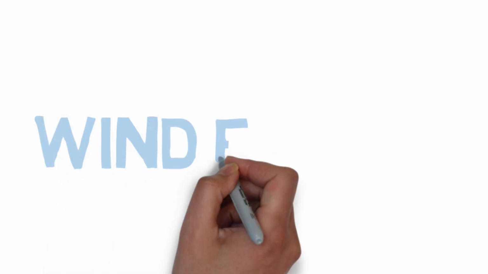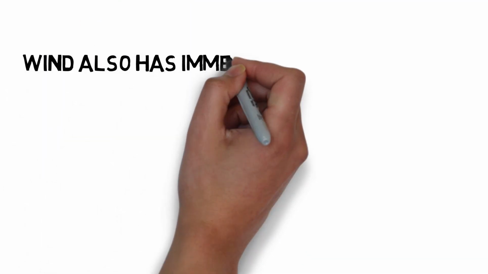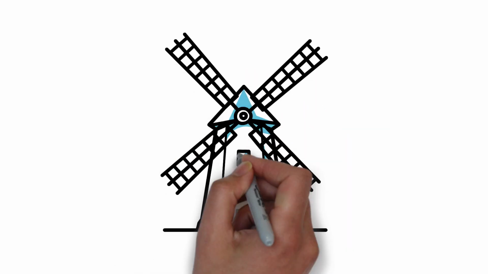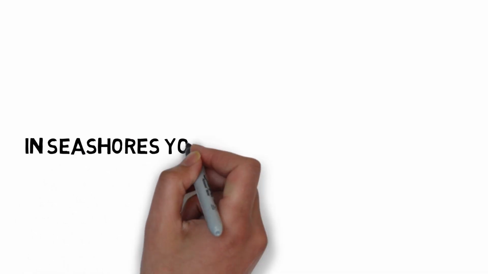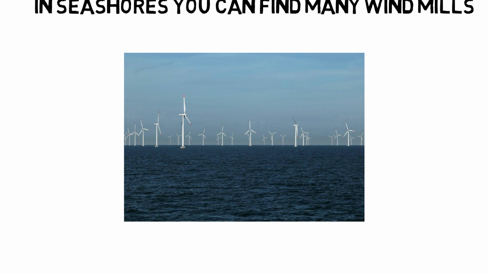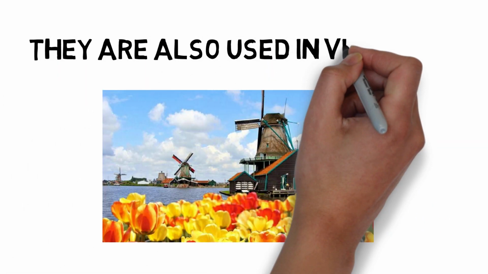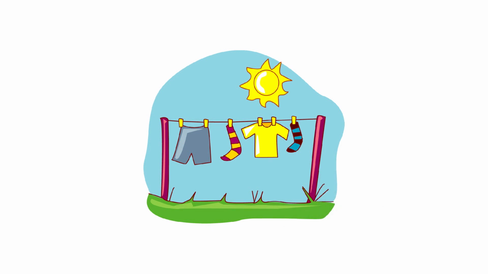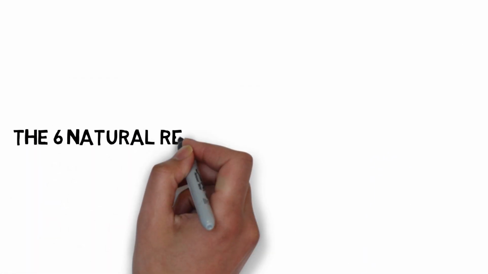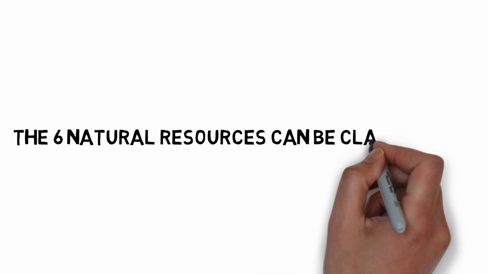Then comes the wind energy. Wind also has immense energy. We can also generate electricity from this wind. They are called the windmills. In seashore, that means in the coastal region, there are so many windmills you can find, and the villages get electricity from these windmills. We can use wind energy for drying our clothes also. So these are our 6 natural resources.